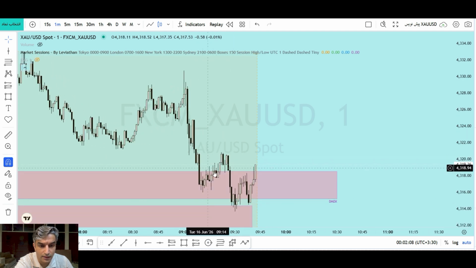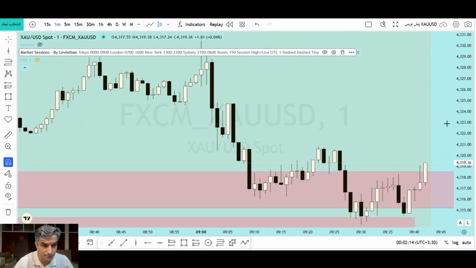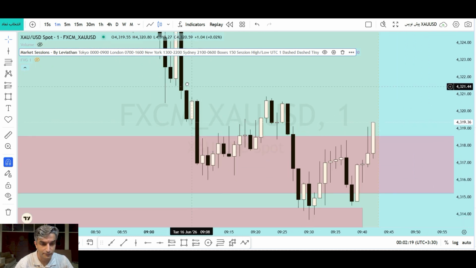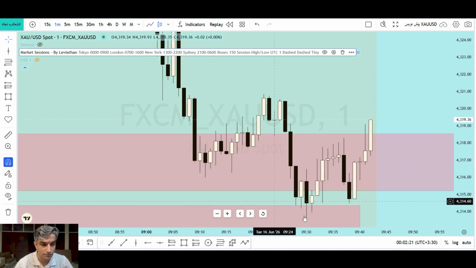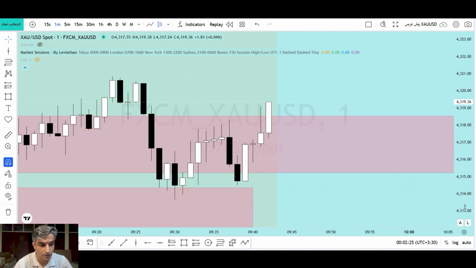Okay, as you see, in this area we don't have a setup. Can you see we don't have any QMR? We are waiting. Then we have a good QMR in a lower time frame.